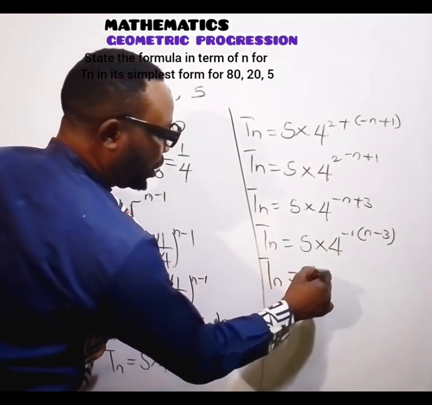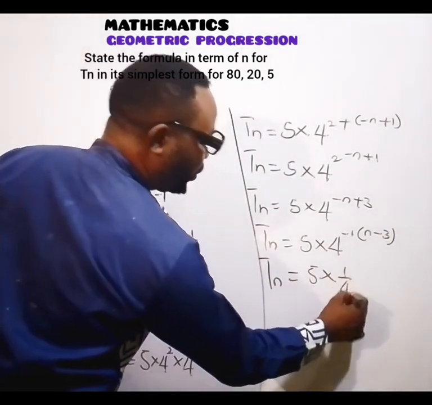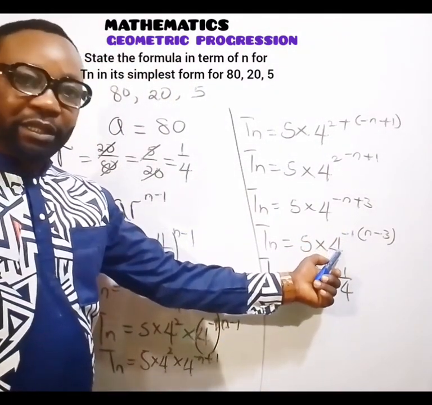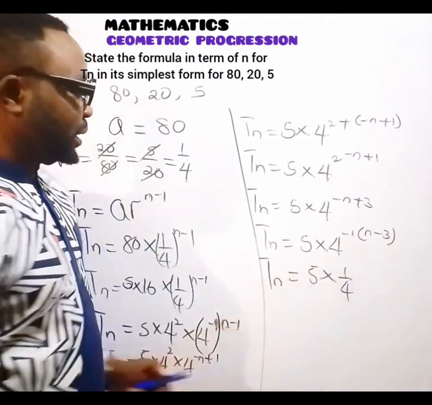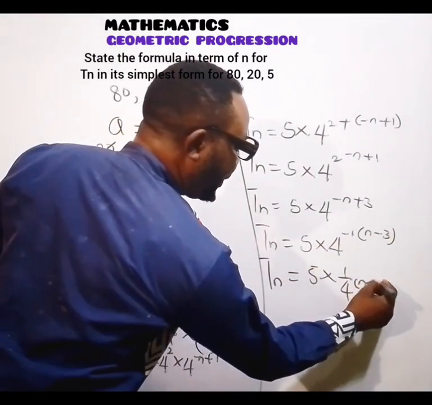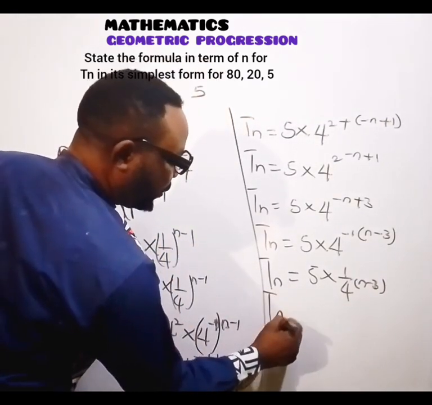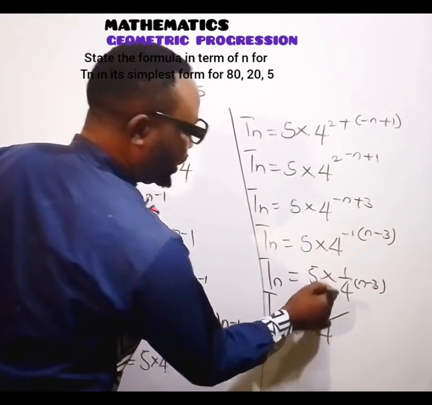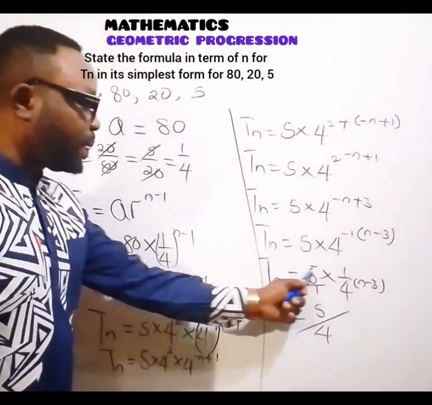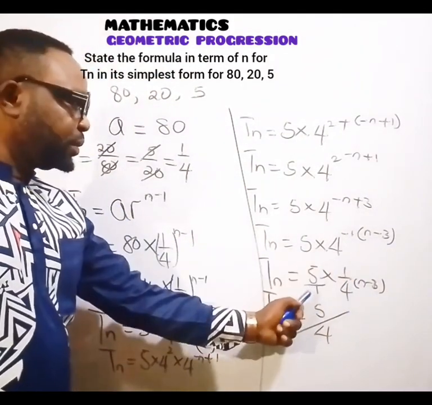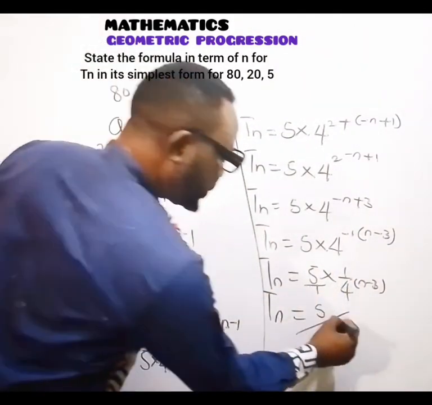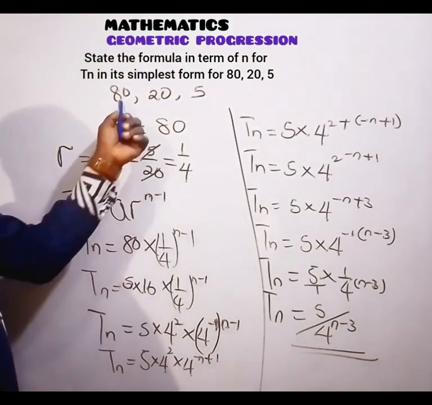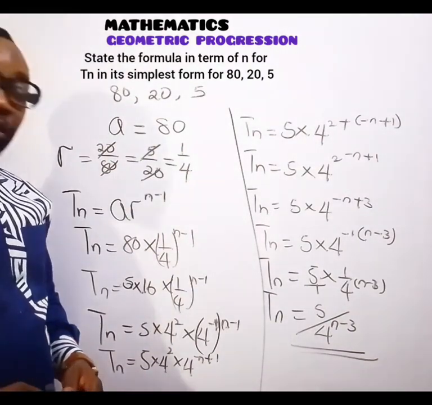So the n term will become 5 multiplied by 1 over 4. That is the value when you have a negative value at the power of a particular term, so raised to the power of n minus 3. The final answer now is 5 all over 4. 5 times 1 is 5, because this one is also equal to 5 over 1. The numerator is multiplied by numerator and denominator multiplied by denominator, raised to n minus 3. So that is the formula for the n term of the geometric progression given to us.